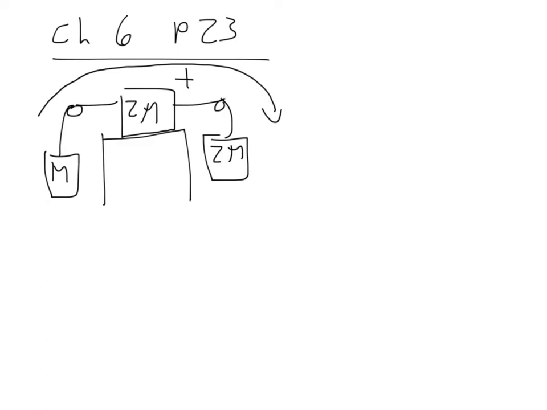This is Chapter 6, Problem 23. In this problem, we kind of have what looks like a problem from hell. Basically, a semi-Atwood machine with two hanging masses and a mass on a table.